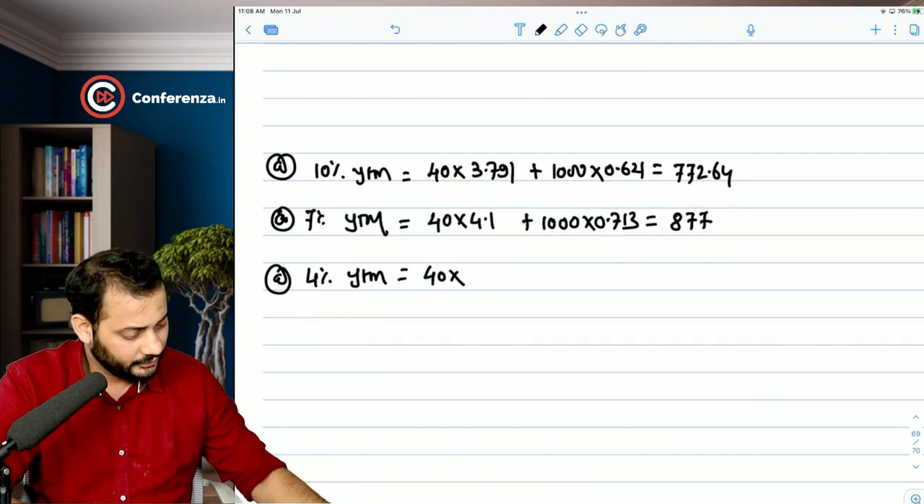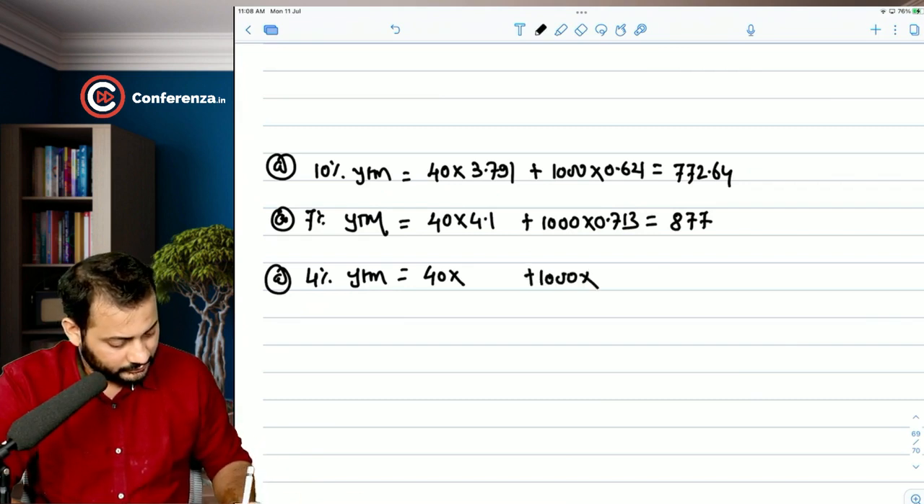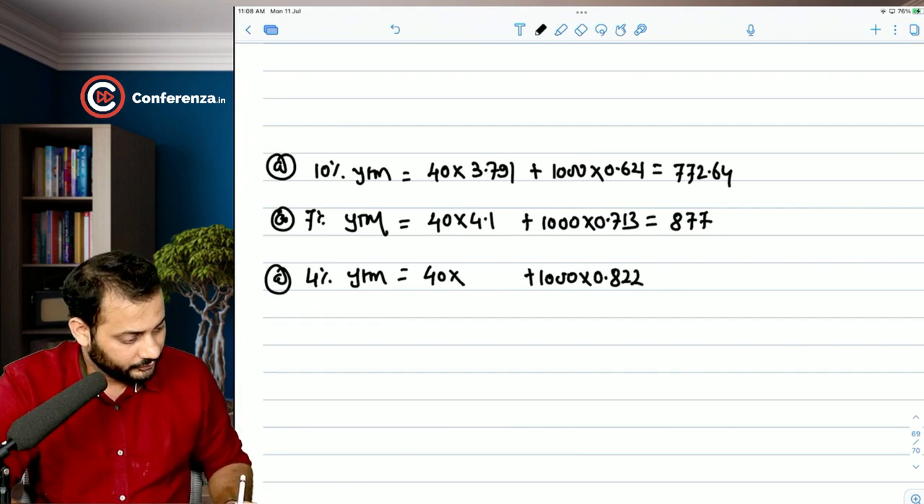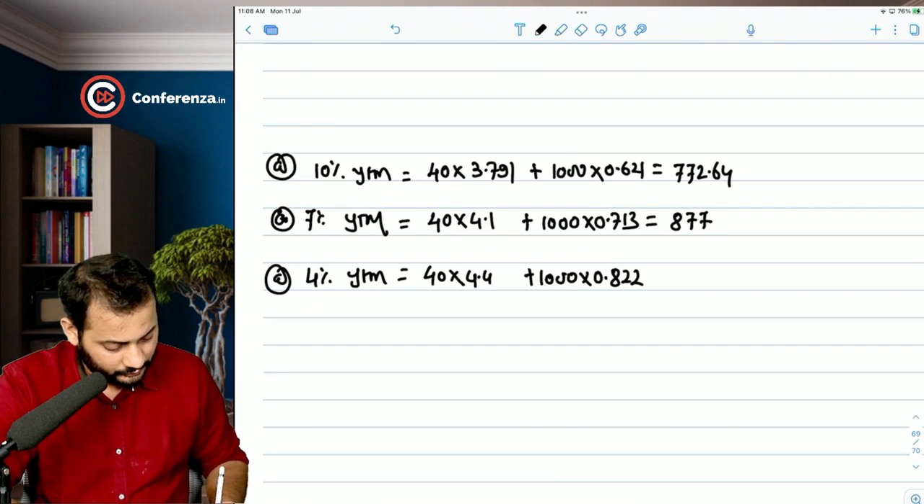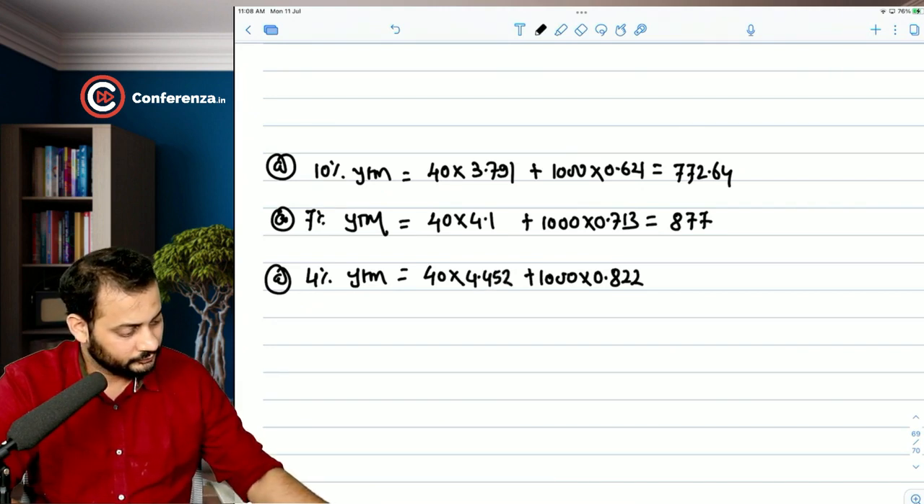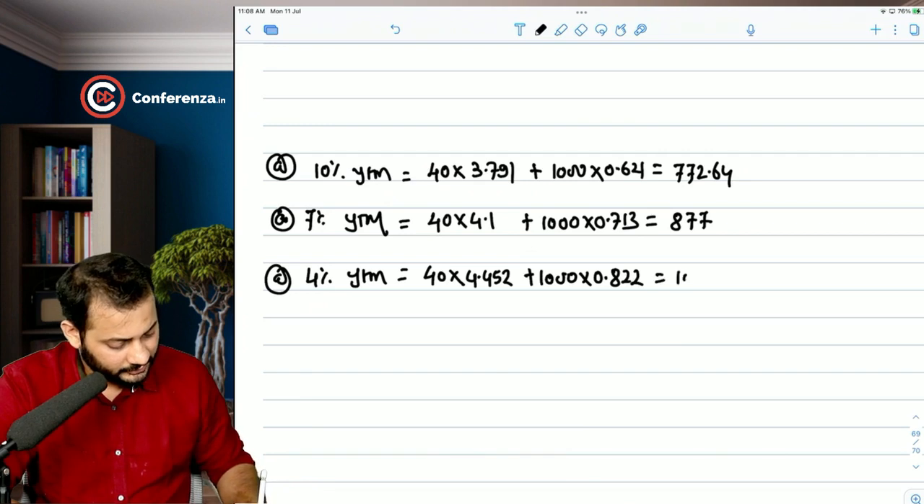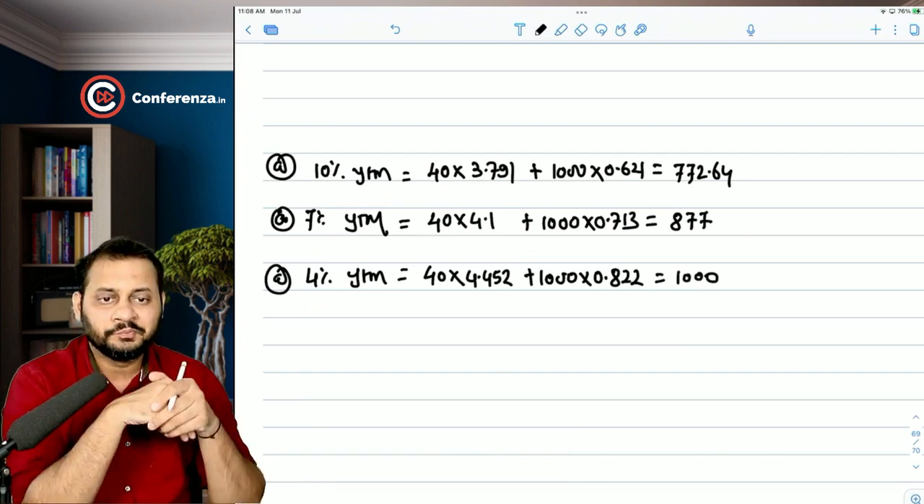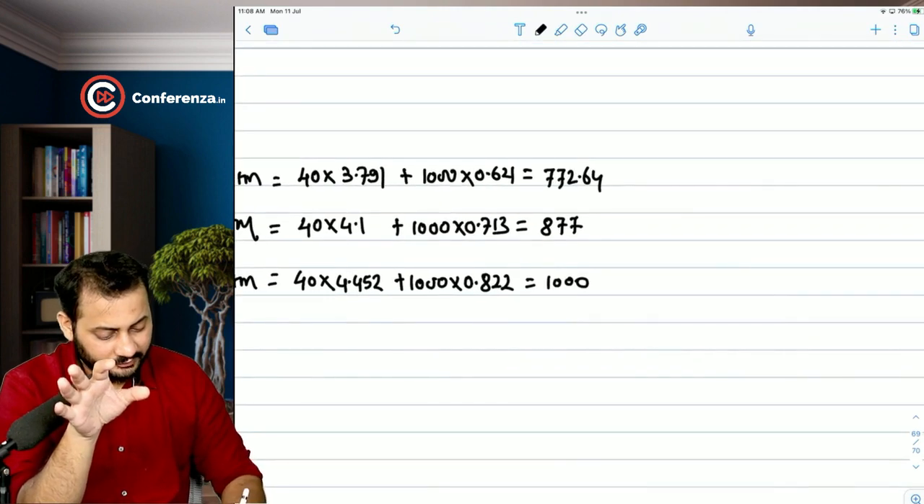So I'm still writing the entire thing, but it will come to 1000. 1 divided by 1.04, 1 2 3 4 5, so plus 1000 into 0.822, and 4.452 gives 178. 178 plus 822, that's 1000, as I told you. Are you getting it? Okay, so now there are three different figures with us.